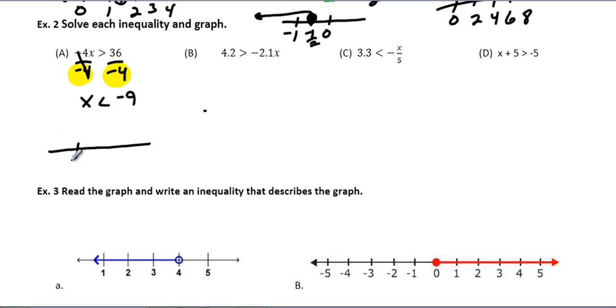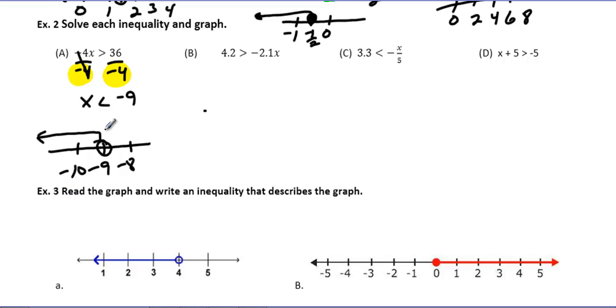Now, you don't always have to start at 0. Alright, for example, what you could do if you want is say, okay, this is going to be negative 8, negative 9, negative 10. I have an open circle, and less than tells me to go to the left. Alright, because these are all the numbers that are less than negative 9.